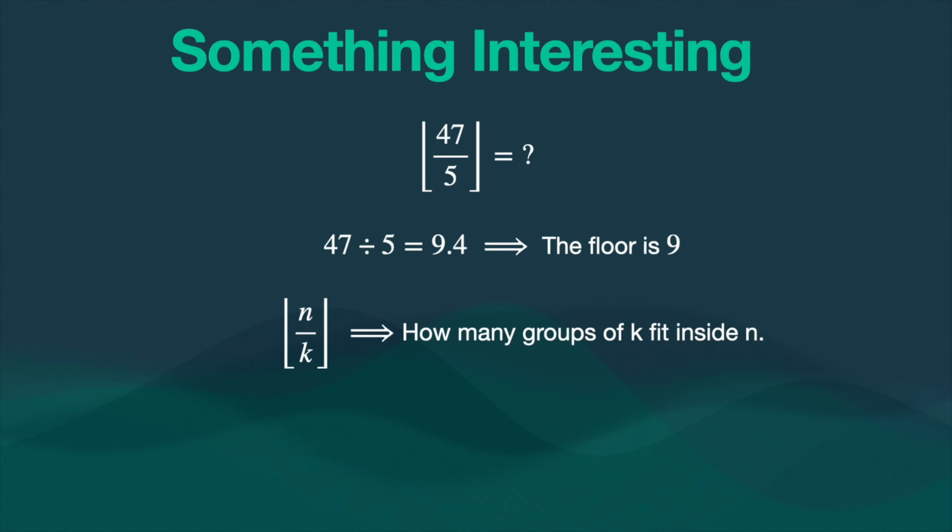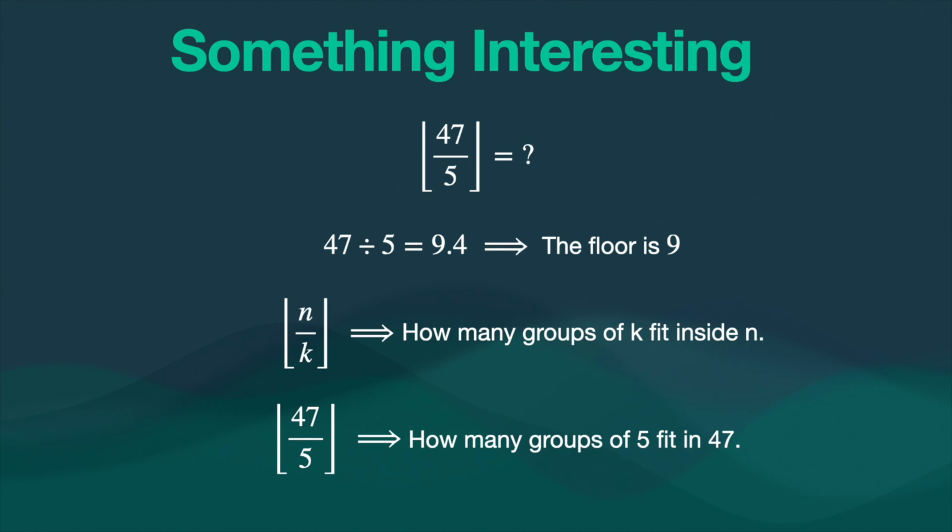But notice what this really means. For any two integers n and k, the floor of n over k tells you how many complete groups of k fit inside n. Similarly, to find the floor of 47 by 5, we find how many complete groups of 5 fit in 47. That is 9.4, so the floor is just 9. This is just integer division. This connection is why the floor function is so powerful.